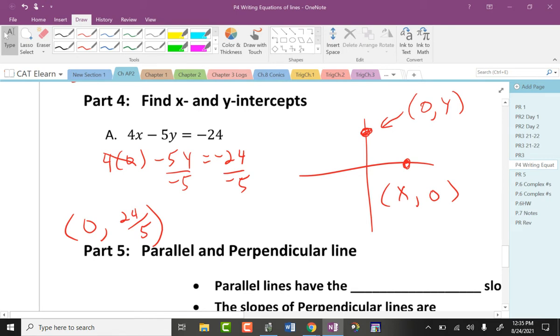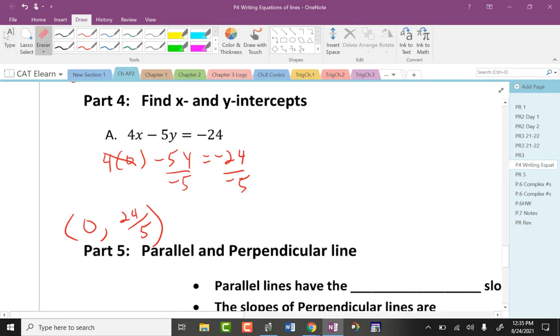And then for the x-intercept hack, let me move this out of the way. I just wanted to make sense out of the question. For the x-intercept, you plug in 0 for y. This is why I just covered my hand over this, because this goes away, and then all I have to do is divide by 4.